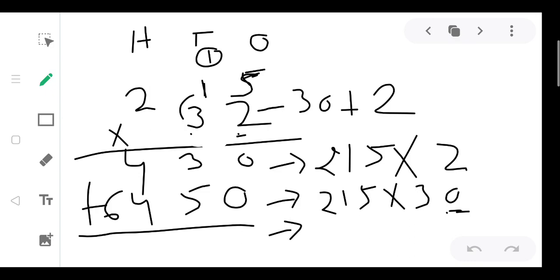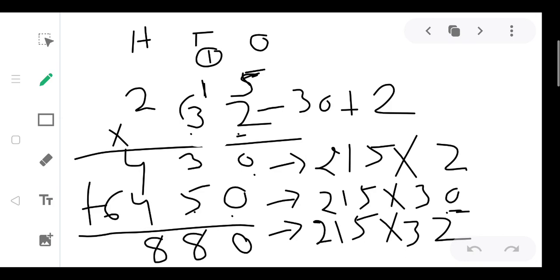Now we will add it. So 215 here we have multiplied by 32, and we got the answer. 0 plus 0, 0. 5 plus 3, 8. 4 and 4, 8. 6 has nothing to add, so your answer is 6880.